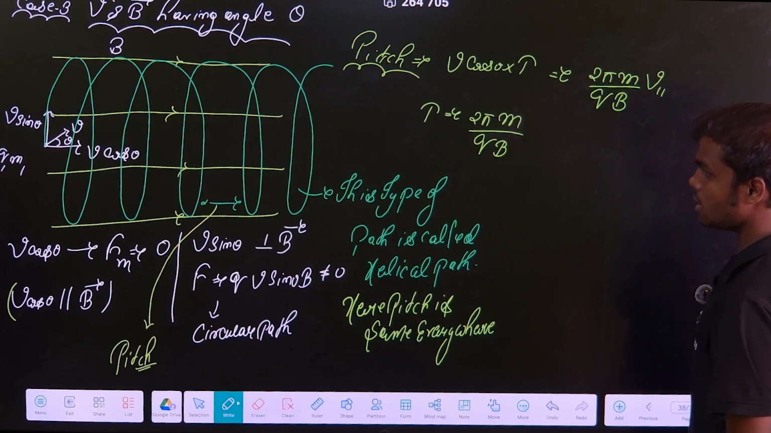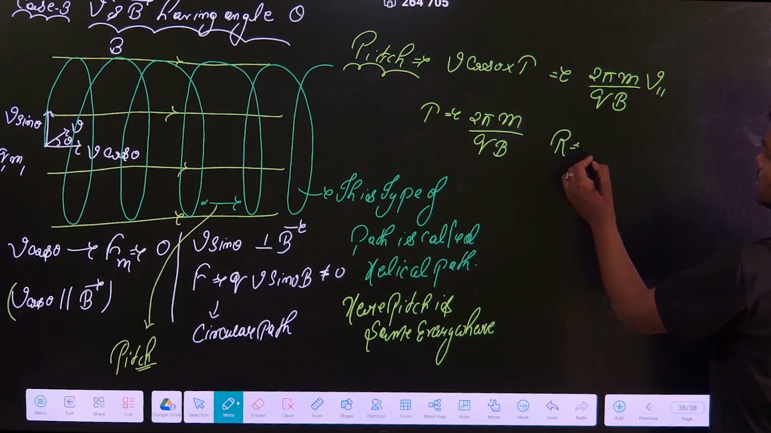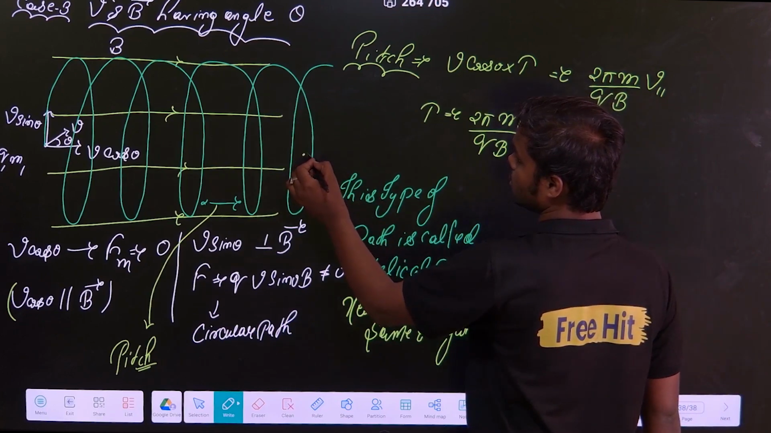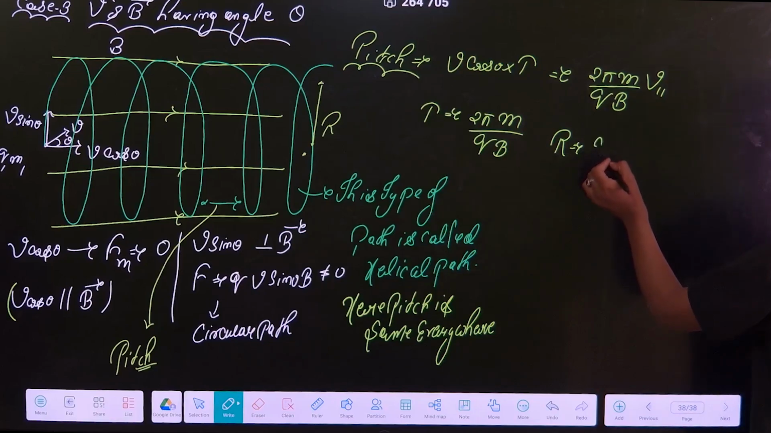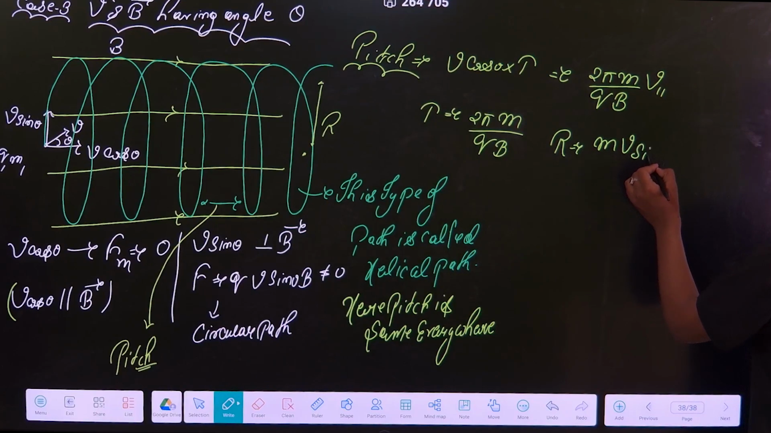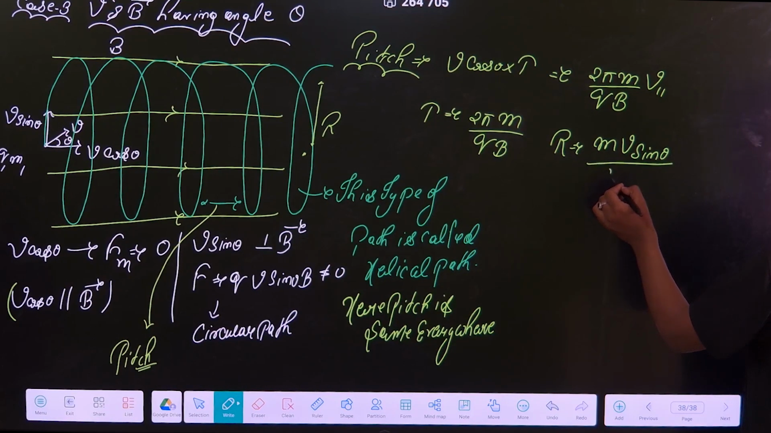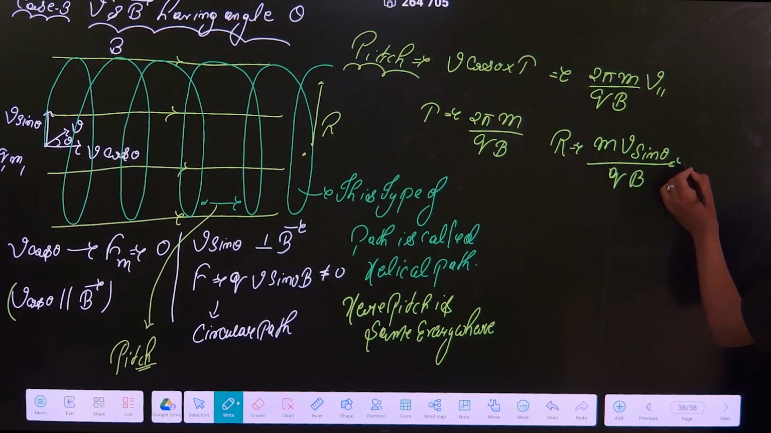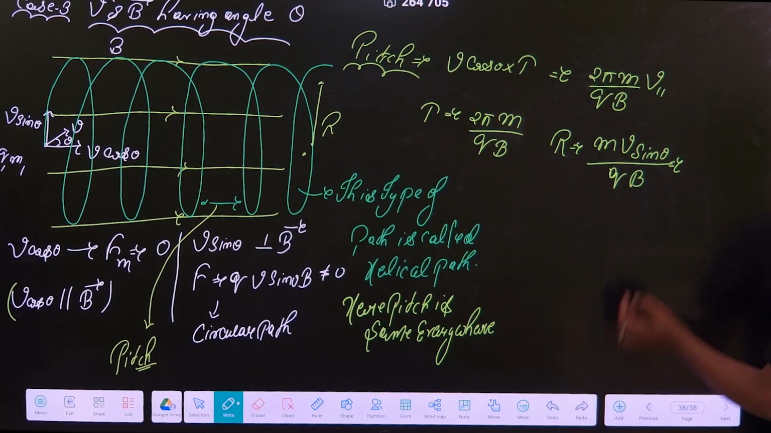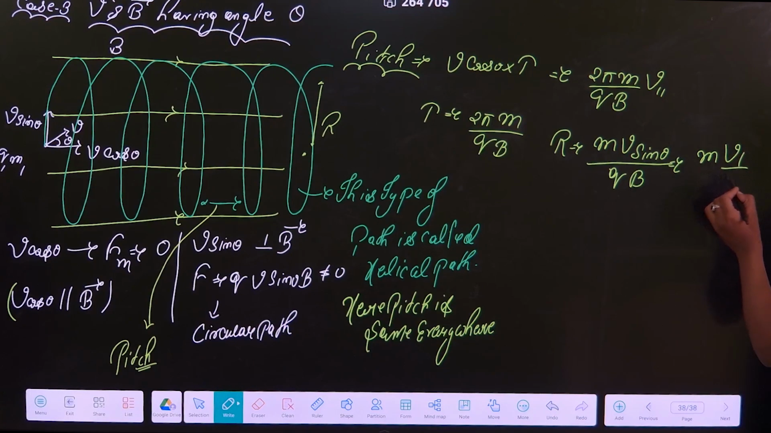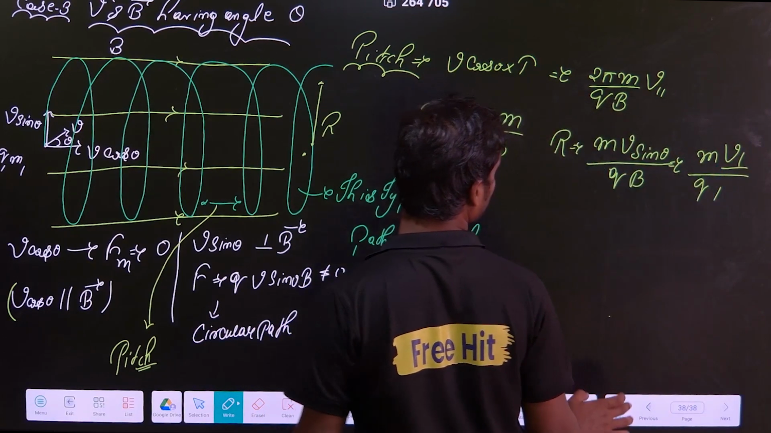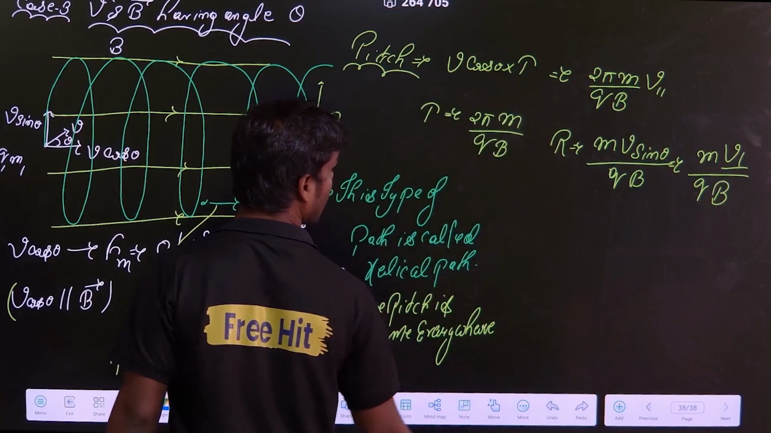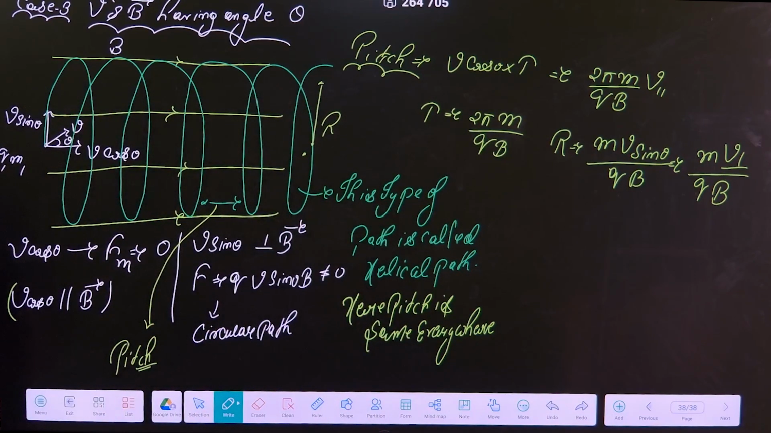Similarly, if I ask you what is the radius, suppose the center is here and this is going to be the radius, correct? So what is the radius? Radius is defined as m, remember it is m v sine theta, because that is the velocity you have to take, upon qB. So I can write it as m v perpendicular divided by qB, correct? So this is about the helical path.